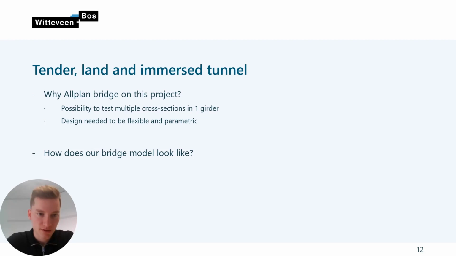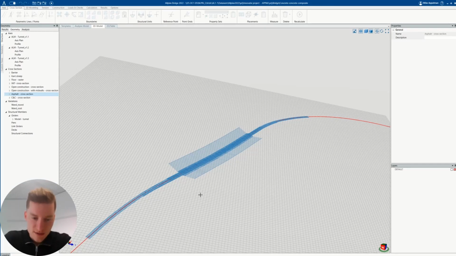Also, the design of a whole tunnel gave us the possibility to test in Bridge if it was possible to place multiple cross sections on one girder. Here you can see Appelman Bridge again. We made one girder that was optimized 3 times, and the one girder was built up with 3 parts, as I spoke about earlier, and I will show you the cross sections.